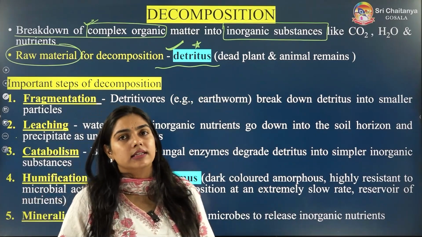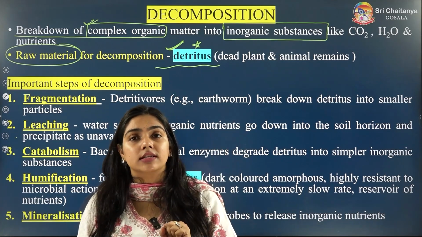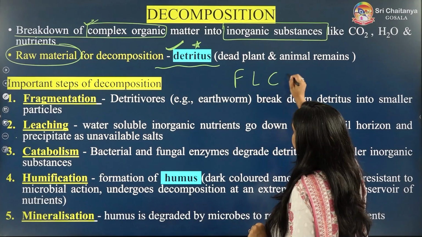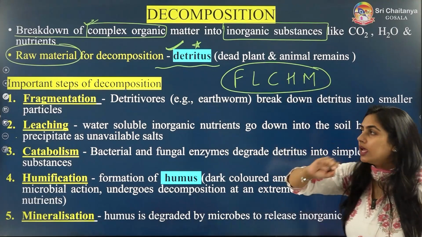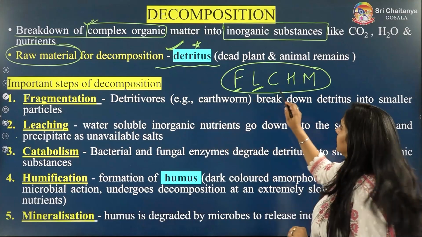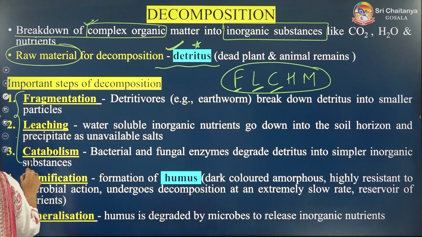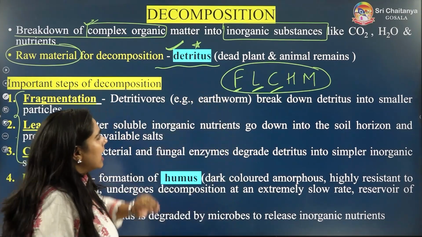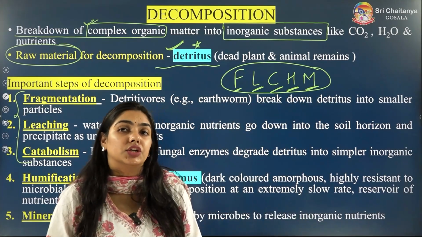So the first process is going to be fragmentation. There are a total of how many processes? 5 processes. So you can remember this by PHYLUM. F for fragmentation, L for leaching, C for catabolism. The first 3 processes will take place simultaneously on the detritus. After that, humification will happen and then mineralization will take place.